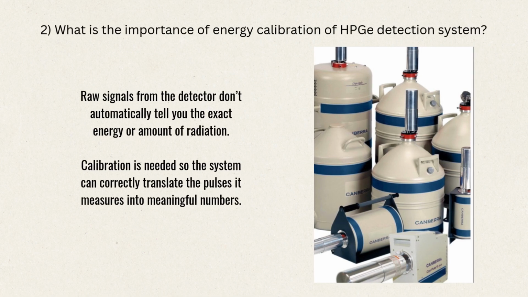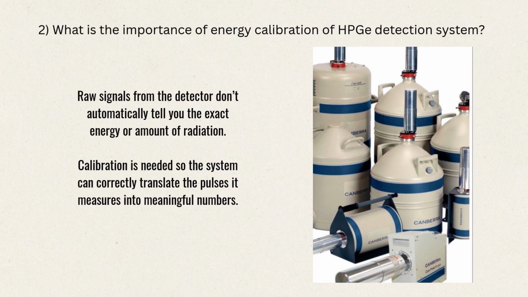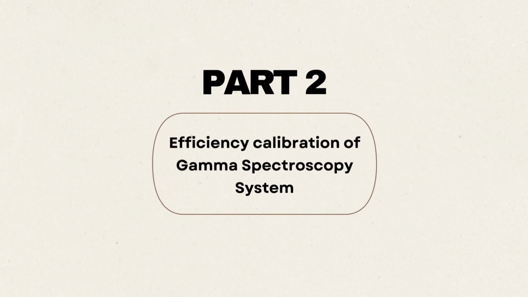Next, the importance of energy calibration in the HPGe detection system is that raw signals don't automatically give the exact energy of radiation. Therefore, calibration is needed so that the system can correctly translate the pulse into meaningful numbers to be recorded. For part 2, efficiency calibration of the gamma spectroscopy system.